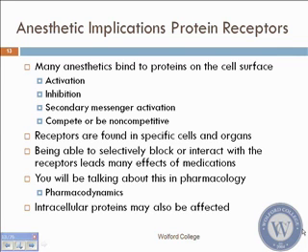It will depend on how long the molecule stays there, depending on protein binding capacity for the duration. Okay? The difference between an anesthetic and a poison is that the poison doesn't come off once it binds to the protein. It becomes irreversible, versus the anesthetic will reverse over time. Okay? Receptors are found in specific cells and organs, so you have to understand that too. Being able to selectively block or interact with receptors leads to many effects of medications, and a lot of times the detrimental side effects are binding to other receptors that are not associated with the desired effect.